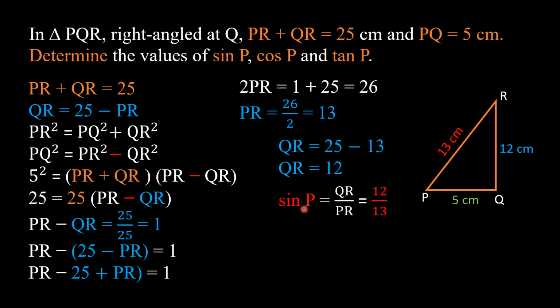So sin P will be QR divided by PR, 12 divided by 13. So sin P will be 12 divided by 13. Cos P equals PQ divided by PR, 5 divided by 13. So cos P will be 5 divided by 13. Tan P equals QR divided by PR, 12 divided by 5. So tan P will be 12 divided by 5. This is about basics of trigonometry and trigonometric ratios.